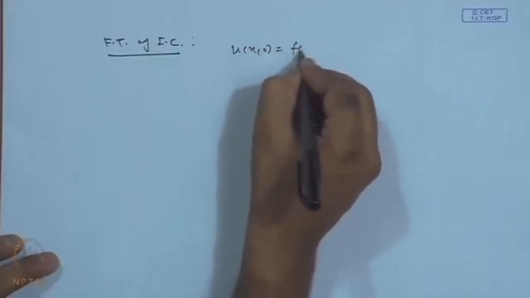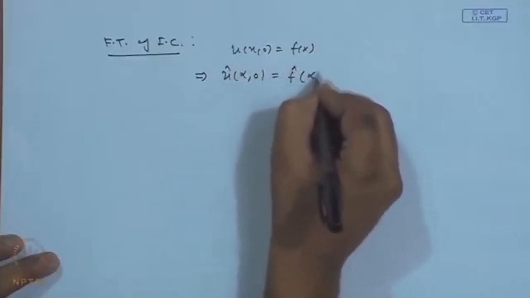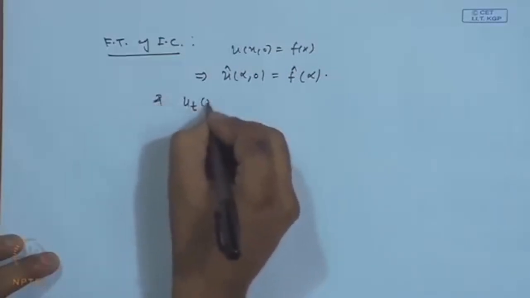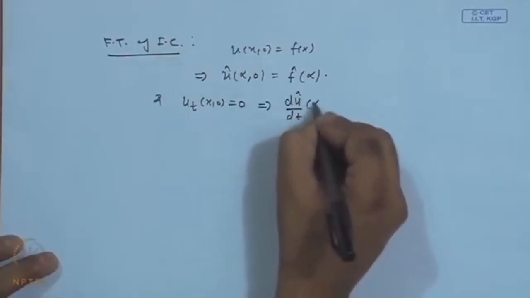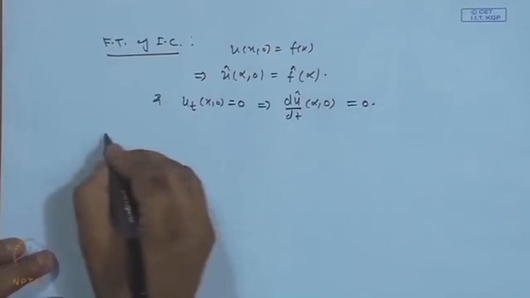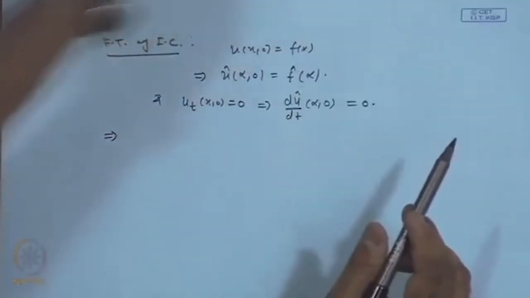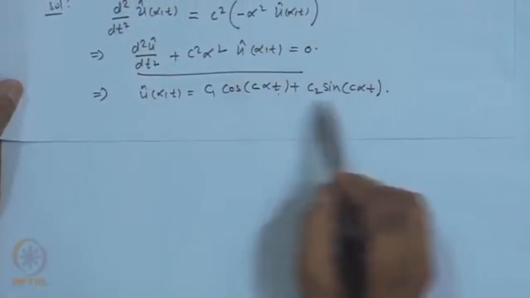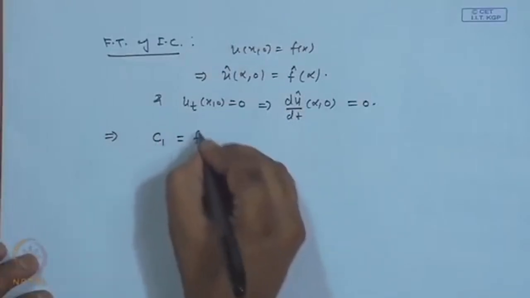Now the Fourier transform of the initial conditions. We have u(x,0) is f(x), the first condition. So, here we get û(α,0) is f̂(α), and the second condition we have u_t(x,0) is equal to 0. So, from here we will get dû/dt(α,0) is again 0. So, our solution is û(α,t) = c₁ cos and c₂ sin. When we put t equal to 0, the sine is 0 and cosine is 1. So, we get c₁ straight away from the first condition: c₁ is f̂(α).